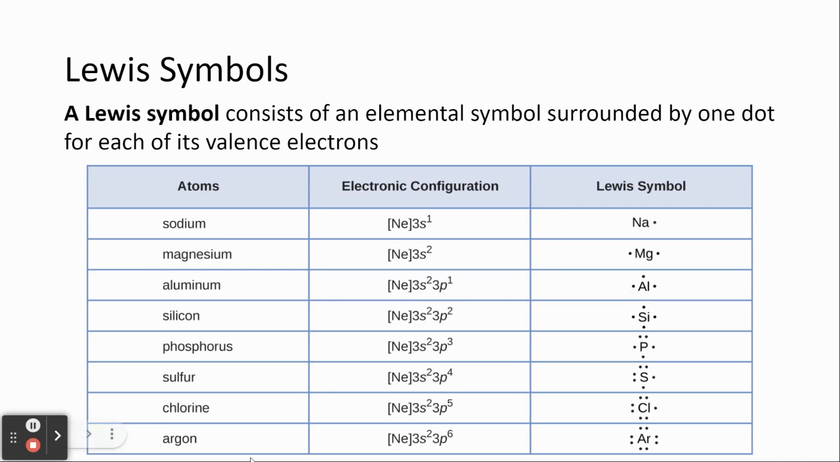And going down to argon, argon is neon 3s2 3p6. It has a total of 8 valence electrons. Its Lewis structure would have 8 dots.